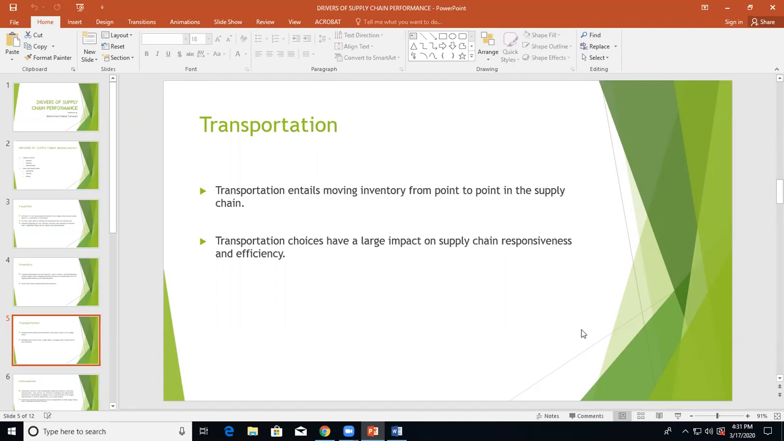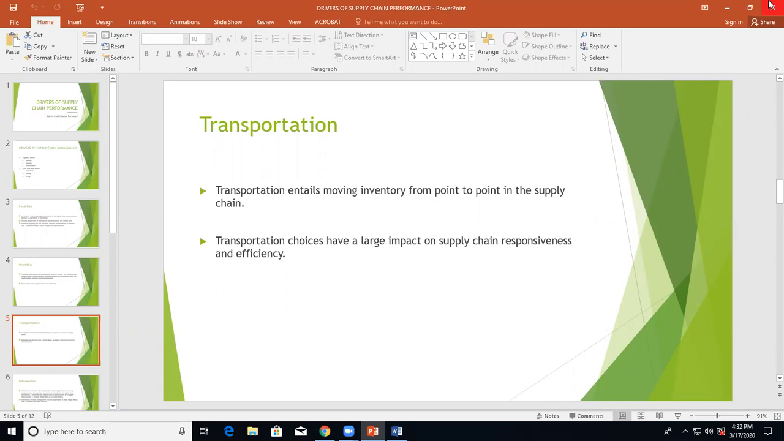Take it carefully. Transportation is the last logistical driver. Transportation entails moving inventory from point to point in the supply chain. Transportation driver is responsible for movement of the goods in the supply chain. And whenever we talk about the supply chain, it starts from the procurement of the raw material to the end customer. Across the supply chain, transportation entails moving inventory from point to point. Through transportation we deliver to our customers. Through transportation we give the timely delivery.